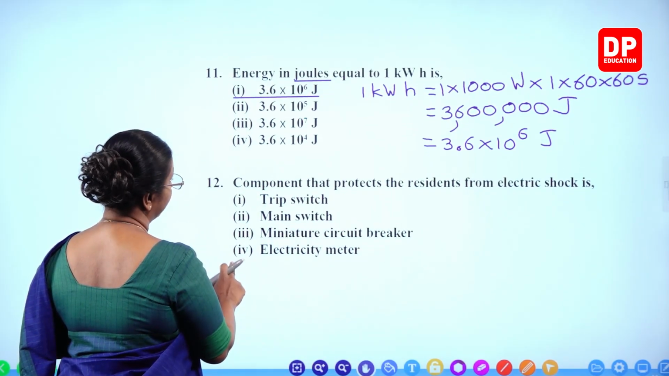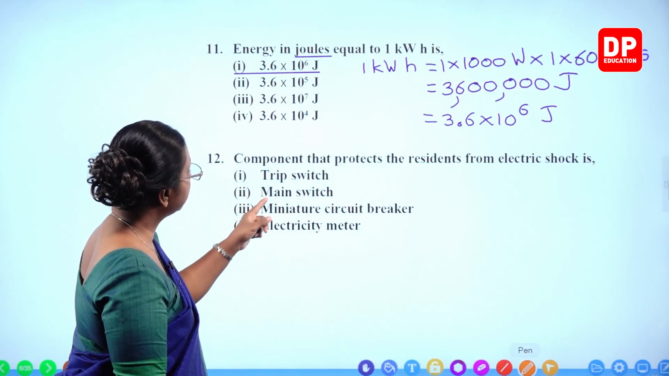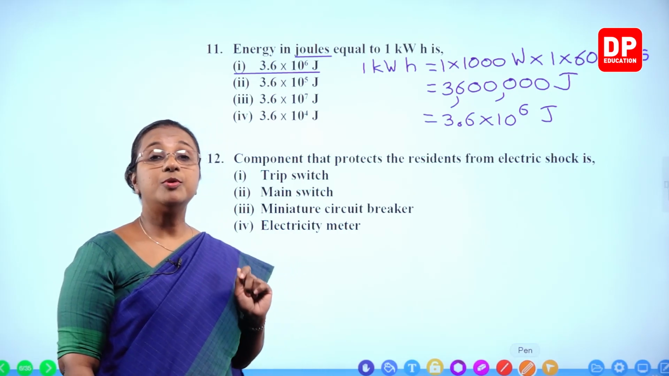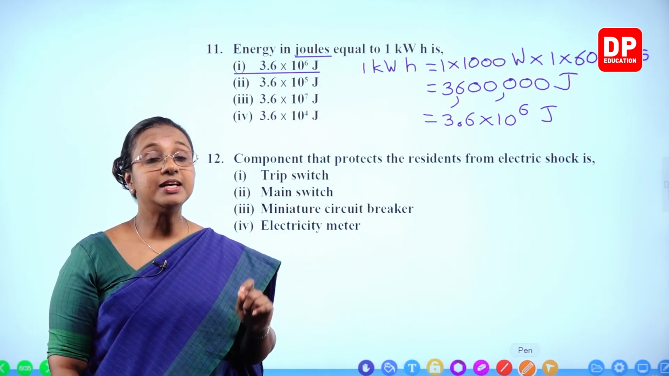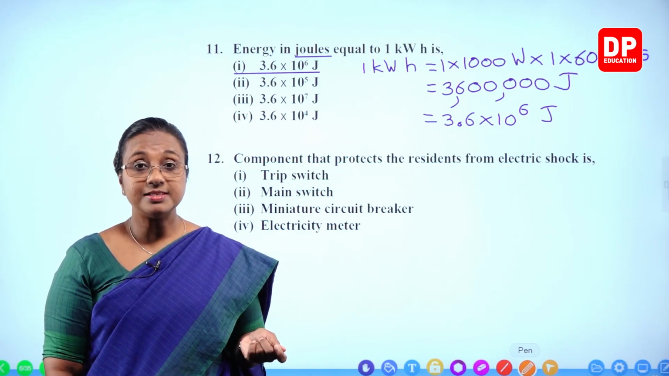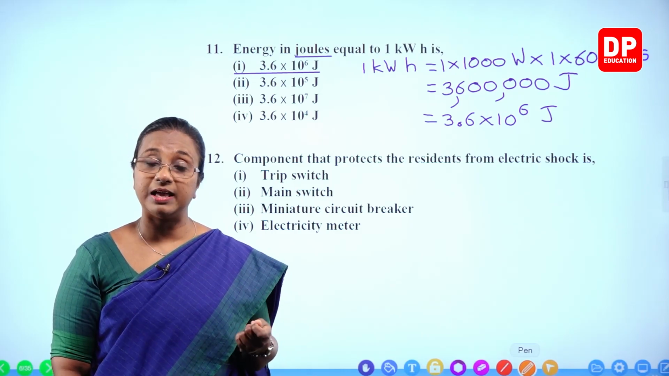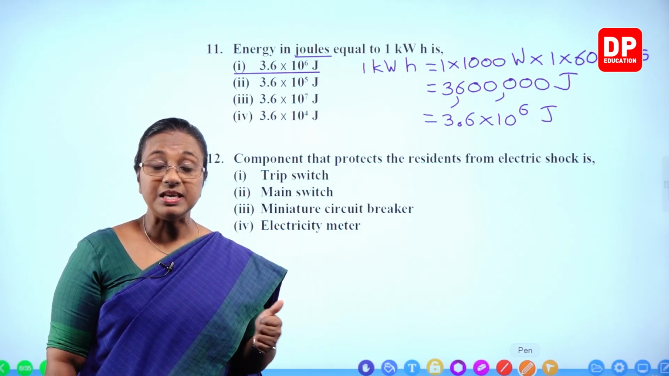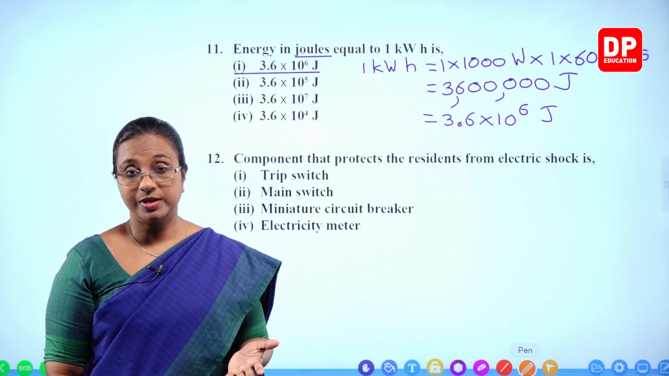Then the next question. Component that protects the residents from electric shock. What is it? It is the trip switch, the RCCB, that is the RCCB or the residual current circuit breaker. Everything referred to the same component. RCCB, residual current circuit breaker, or another name, trip switch.